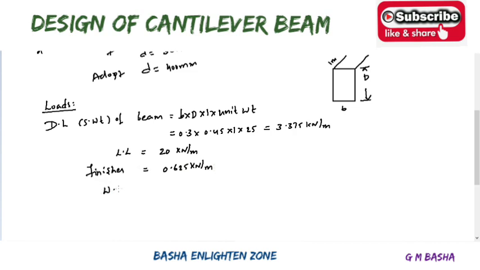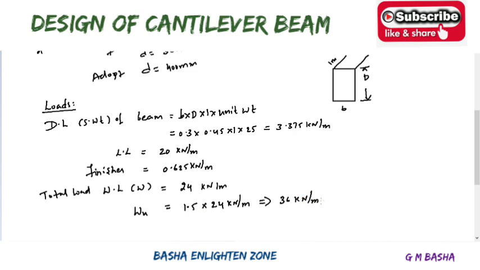Then total working load. Total load will be equal to, if you add all these, 24 kilonewton per meter. So this is the total load. If you want the ultimate load, you multiply by 1.5, which is the factor of safety. Multiplying 24 kilonewton per meter by 1.5, you will get 36 kilonewton per meter. So the entire procedure will be the same as the previous one.